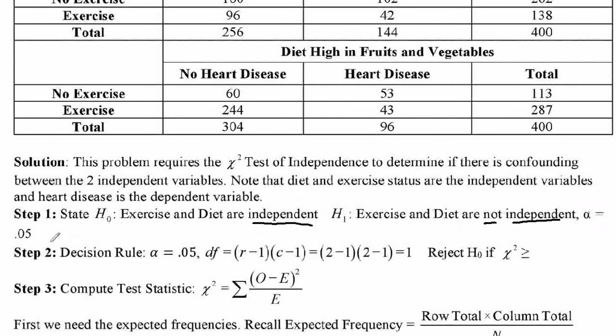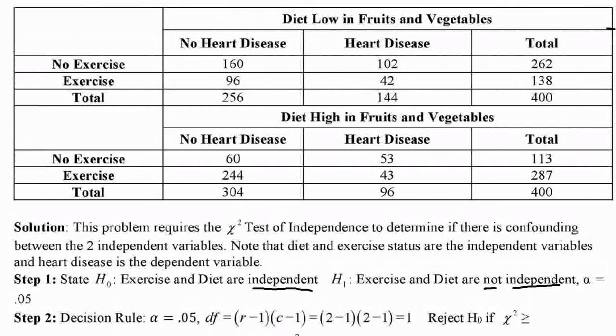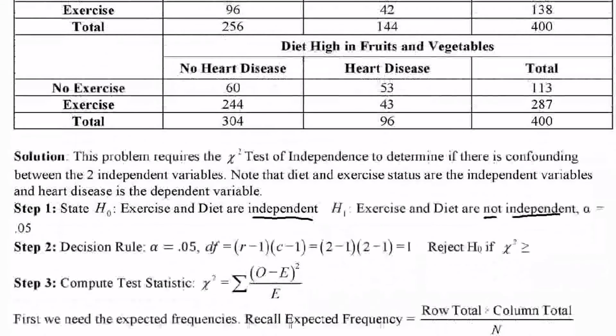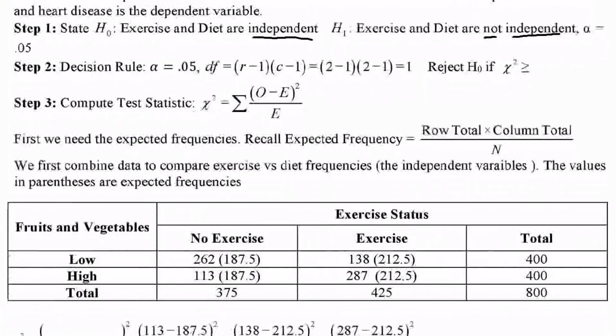The alpha value that we're given is 0.05. So next we determine our decision rule. Alpha is 0.05. Our degrees of freedom is defined to be rows minus 1 times columns minus 1. So we look at our table here. If we aggregate our data for diet and exercise, for fruits and vegetables in the diet, we've got the low group and the high group, and then for exercise status, either no exercise or they do have exercise.